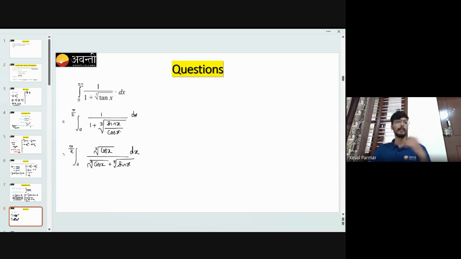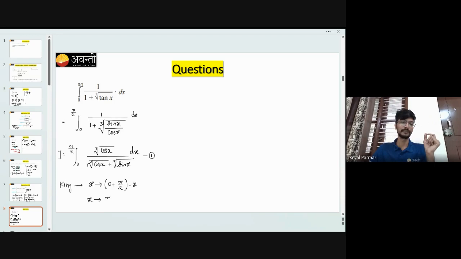Correct? Now, we will mark it as 1. What we'll do? We'll apply king. What does king say? That I can replace the variable with upper limit plus lower limit minus variable. That is, here I can replace x with pi by 2 minus x. And the value of I will remain unchanged.